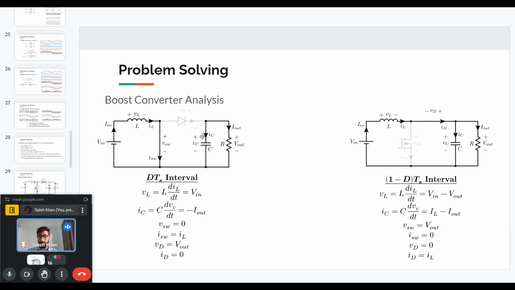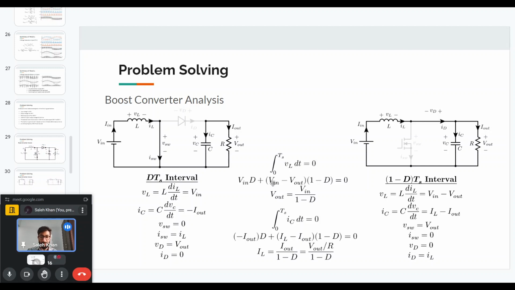All these expressions are written here, and we can also find out what is the voltage across the switch, what is the current through the switch, and the voltage and current of the diode as well. And these are all provided here. And using the voltages across the inductor and the current through the capacitor, we can again apply the volt-second balance principle and the capacitor charge principle to find out the average value of the output current and the average value of the inductor current.